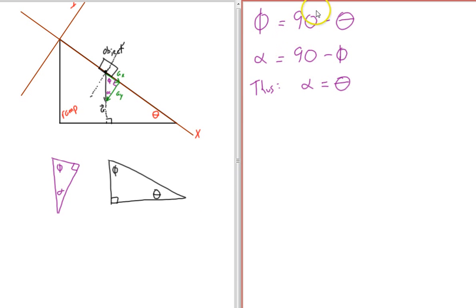If you just throw in some numbers real quick, you can see what's going on. So for instance, if you imagine that theta is 30 degrees, then phi must be 60. Well, if phi is 60, 90 minus 60 is 30, so alpha must be 30. So whatever theta was, which was 30, is the same thing that alpha is. So that's the purpose of those equations right there.